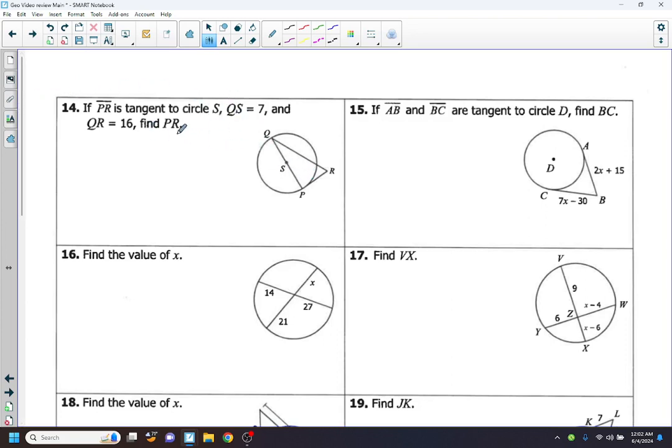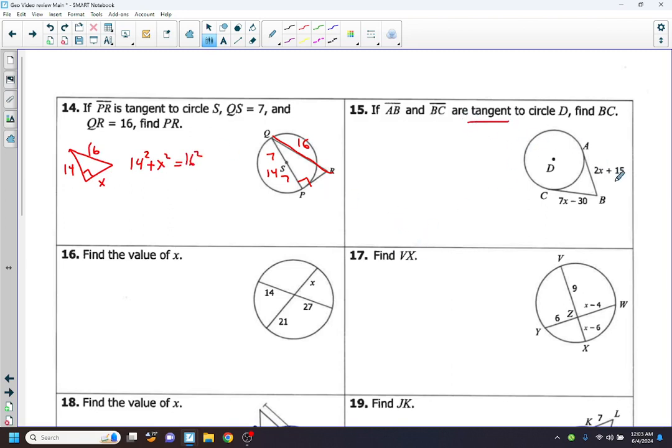So this one, if PR is tangent, that must mean it's a right angle. Then QS is 7. If this is 7, that makes this whole thing 14. So QP is 14, because this is also 7, it's a radius. And QR is 16, so this line is 16. Find PR. I hope you notice this is a right triangle, where this is 14, this is 16, and we need this guy. So 14 squared plus x squared equals 16 squared.